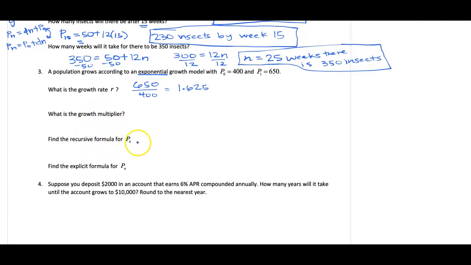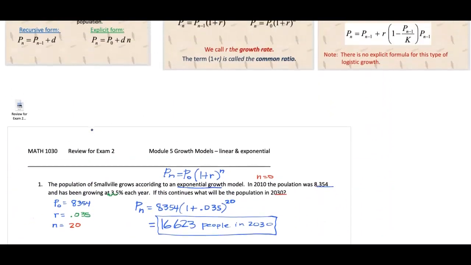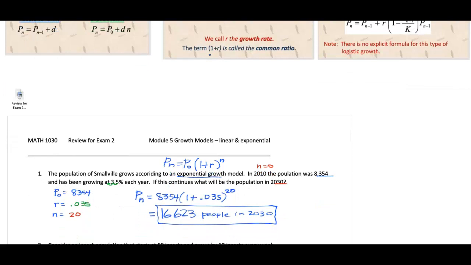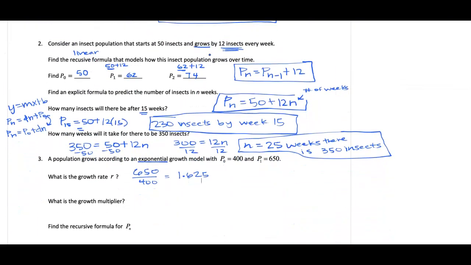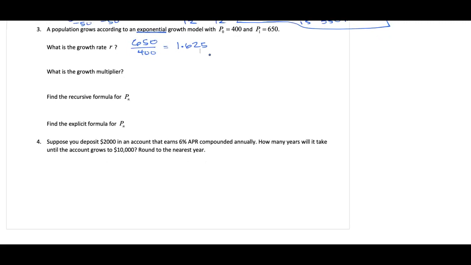What about, how would we write a recursive formula for this? So remember, it's for exponential growth, so we're looking at this one, right? I'm trying to decide. I mean, there's not going to be anything quite like this on the exam, and I thought that I had different ones on there.